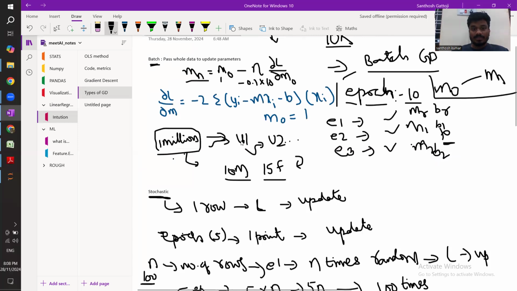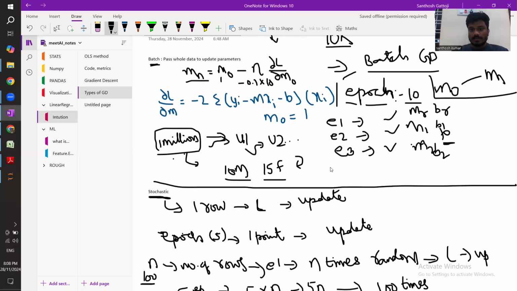But here, in 5 epochs, how many times will it update? For example, over here in batch, if epochs equal 5, how many times will it update? Can you tell me? Right, 5 times only. Exactly, perfect. The difference is simple: take the whole data set, update, take the complete data set again, update. Like that, 5 times it will do.